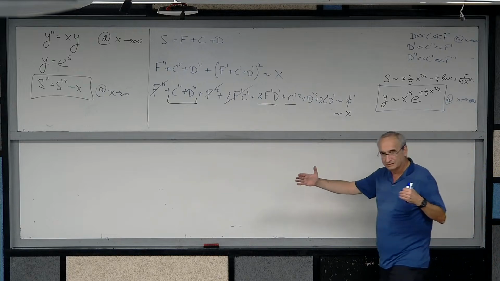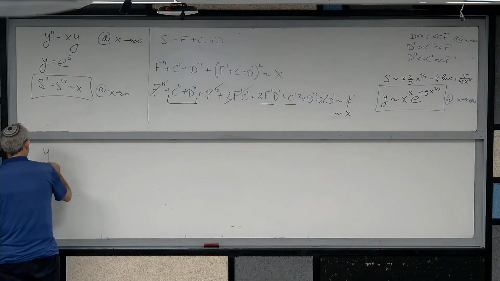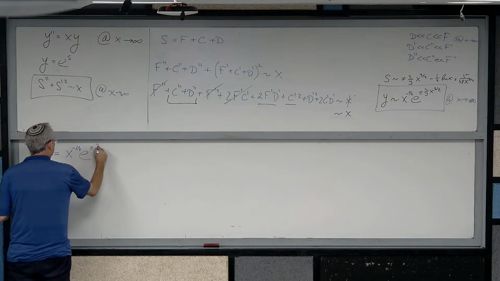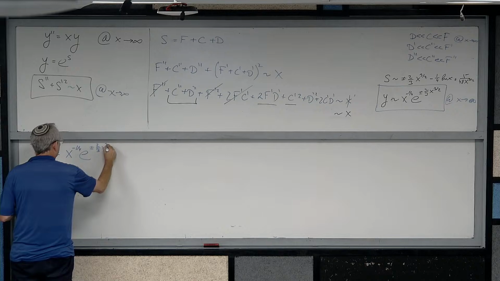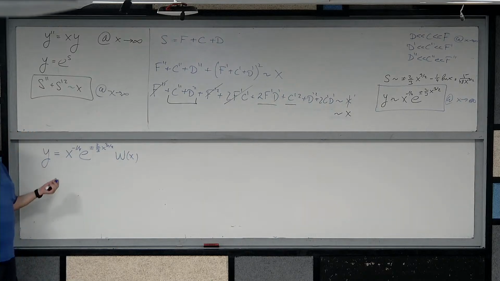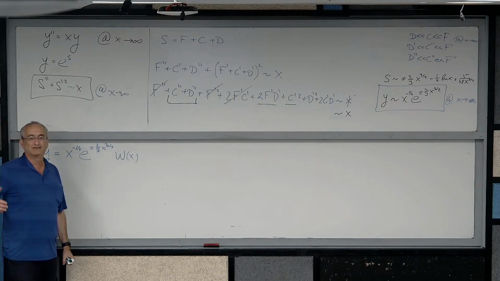How do I do that? What I would like to do is write y is equal to x to the minus 1/4 e to the plus minus 2/3 x to the 3/2 times w. This, of course, is completely legitimate because I didn't specify w. And now I would like to obtain an expression for w as an infinite series.